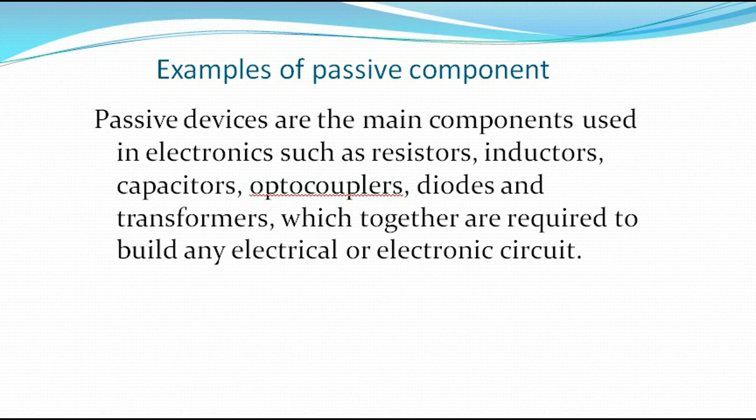Examples of passive components. Passive components are the main components used in electronics, such as resistors, inductors, capacitors, autocouplers, diodes, and so on and so forth. Transformers are also there. I will also treat all these things that I have already mentioned. I will discuss resistors, inductors, capacitors. I have already made a video on the autocoupler series.